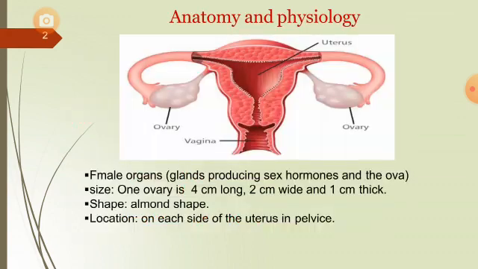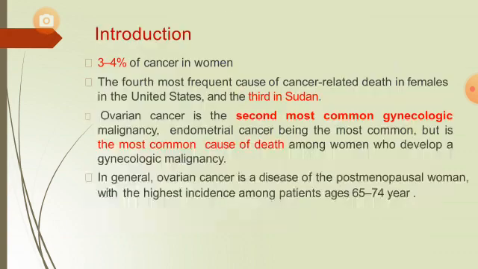As you know, the ovaries are the organs that produce sex hormones and the ova. Their size is about 4 centimeter long, 2 centimeter wide, and 1 centimeter thick. They are almost oval or almond in shape and located in the pelvis. There are 2 ovaries in a woman beside the uterus.